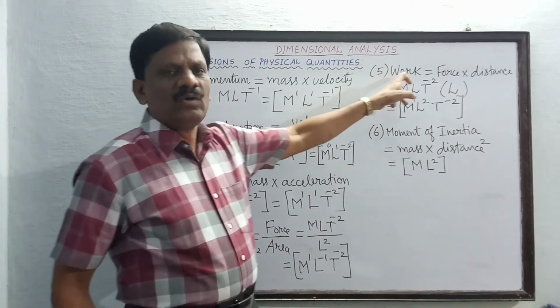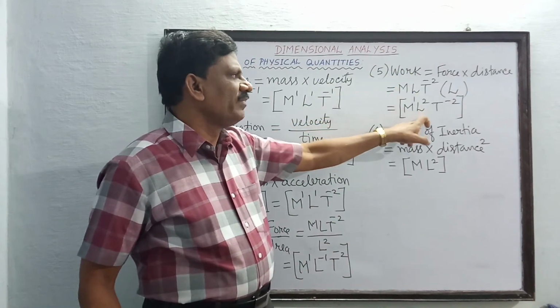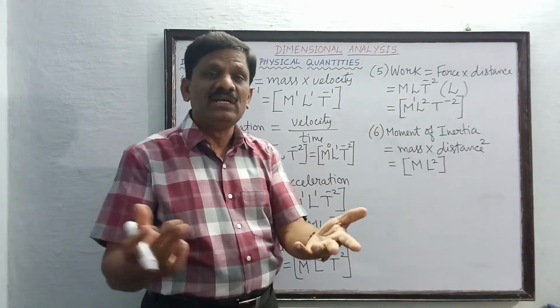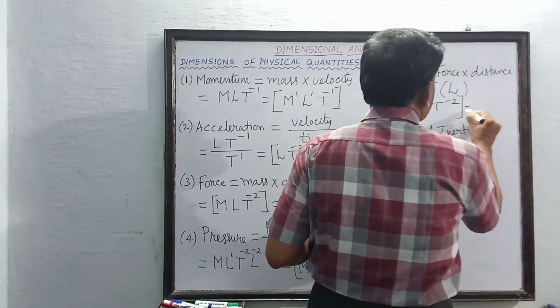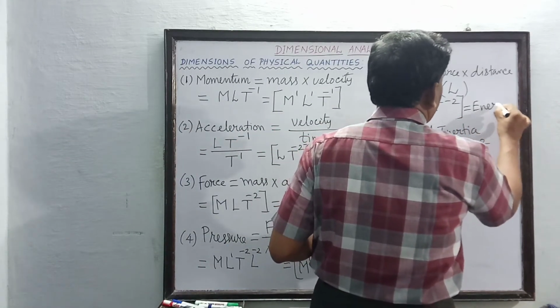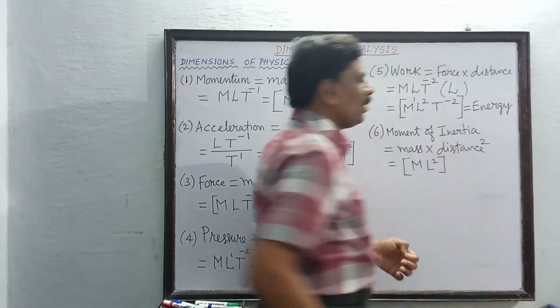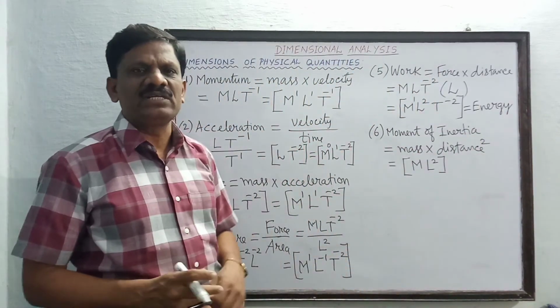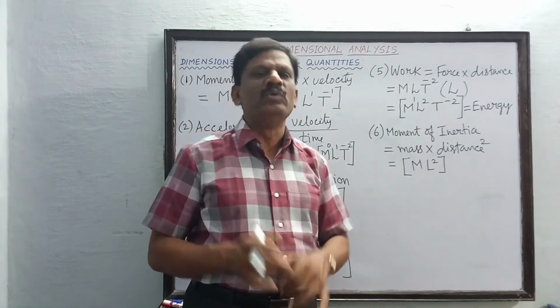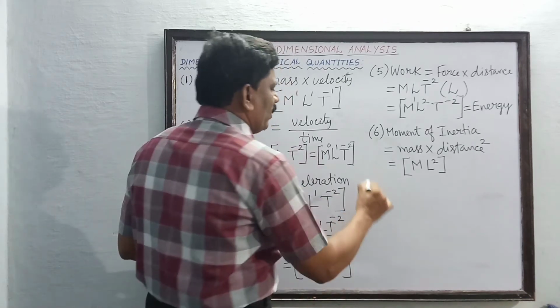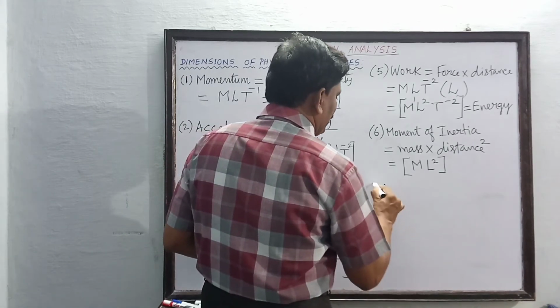Earlier we have studied work, is it not? That also has the same dimension as energy. So I can write here itself, this is the dimensional formula for energy also, because work and energy have the same dimensions, the same interpretation, and the same unit.